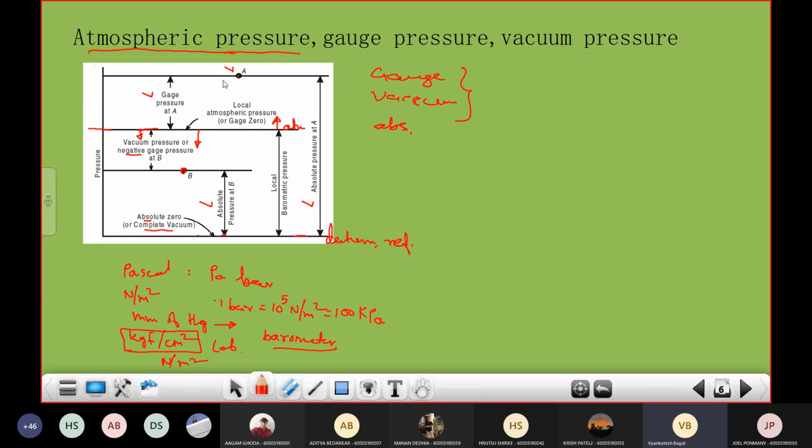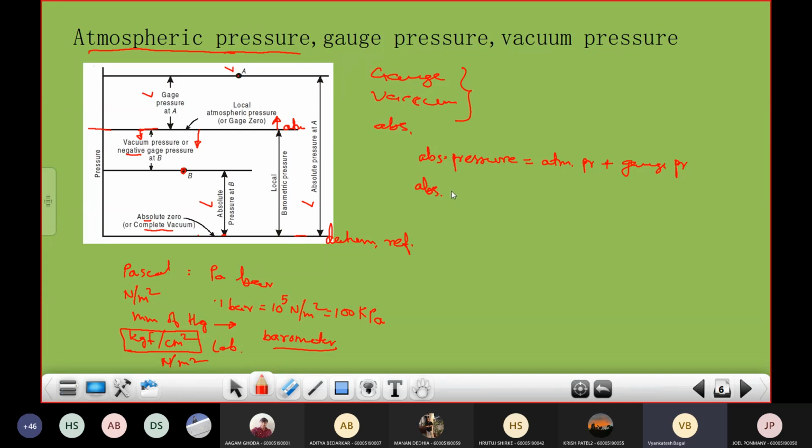So with respect to point B and A, write down what is absolute pressure. Absolute pressure is equal to atmospheric pressure plus gauge pressure. Now this I am writing with respect to point A, because pressure at point A is more. So I am writing atmospheric pressure plus gauge pressure.